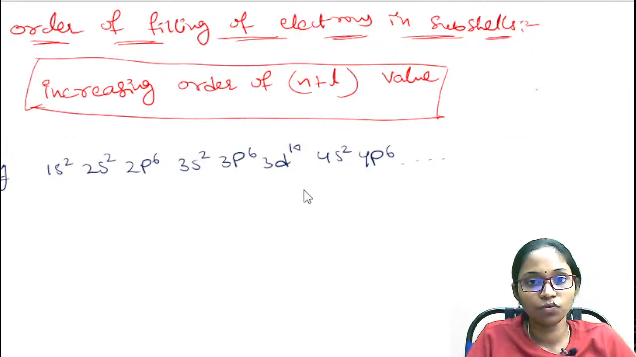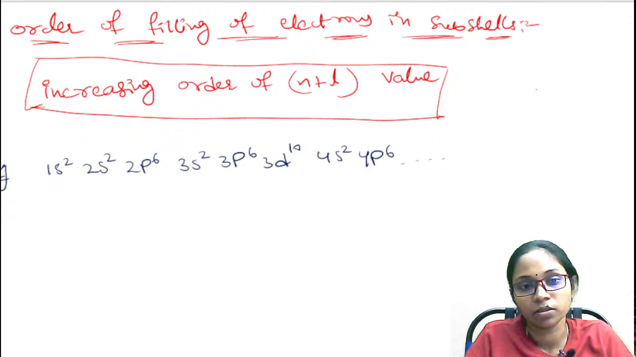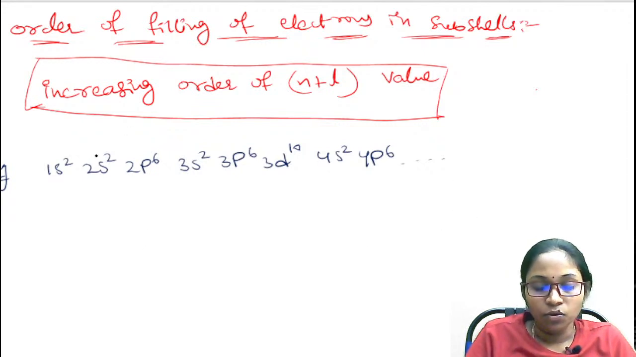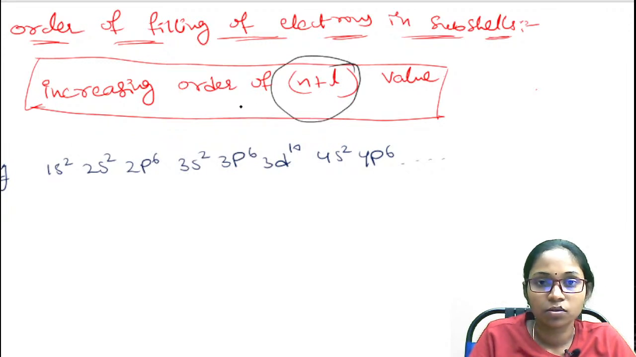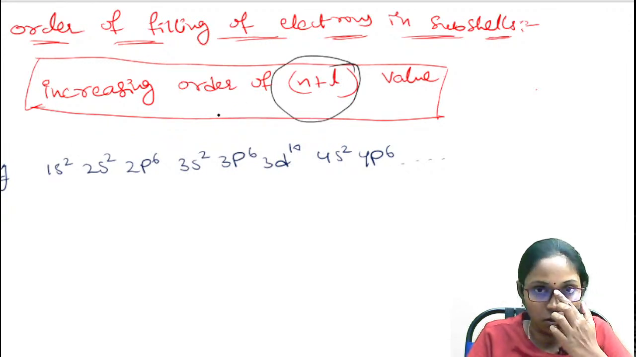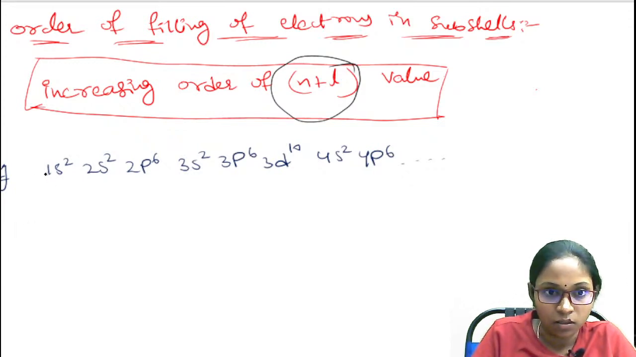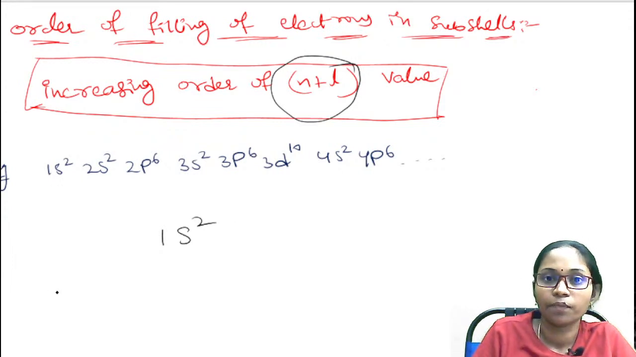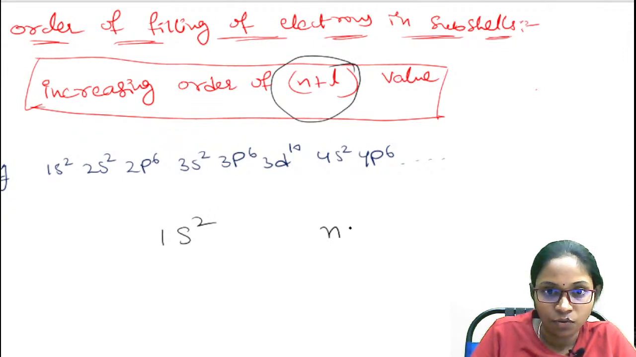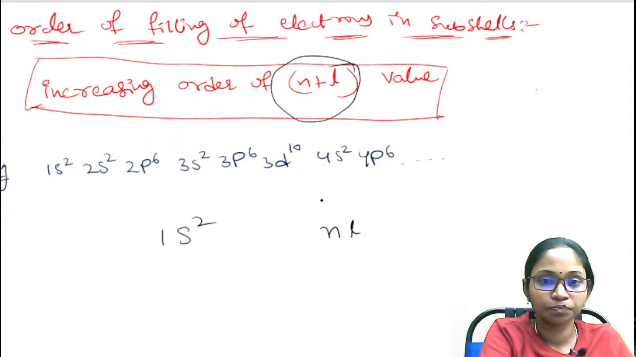Yes, and how to fill the electrons in their subshells. You have to consider the increasing order of n plus l values. For example, for n equals 1, see here I have written 1s². 1s is nothing but nl, not n into l. You have to take nl.